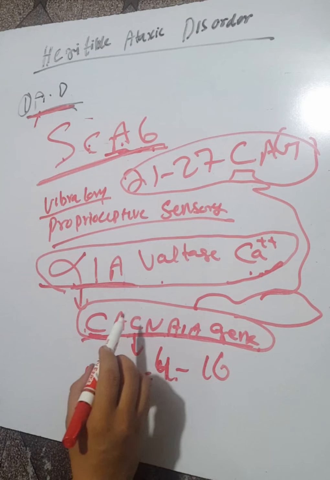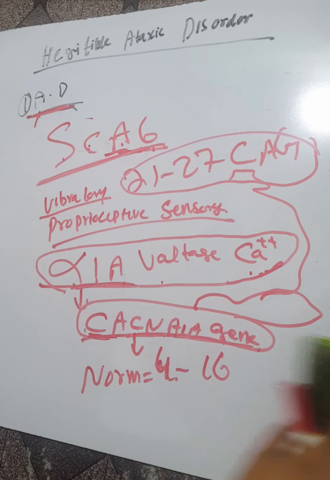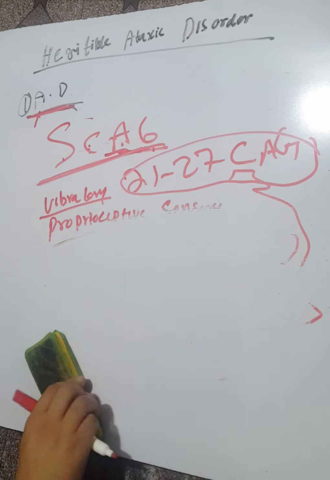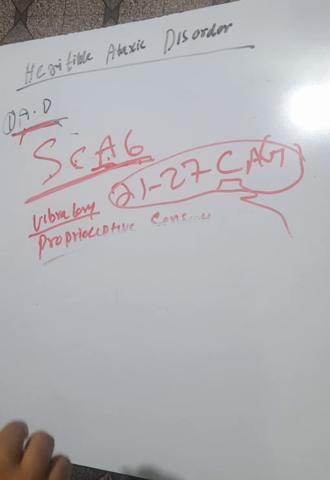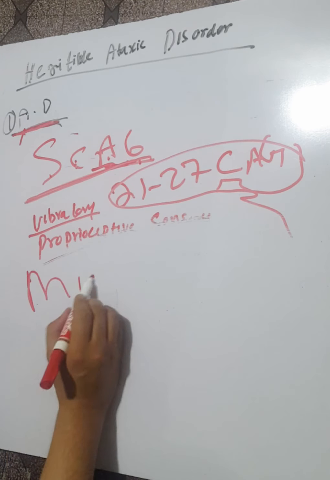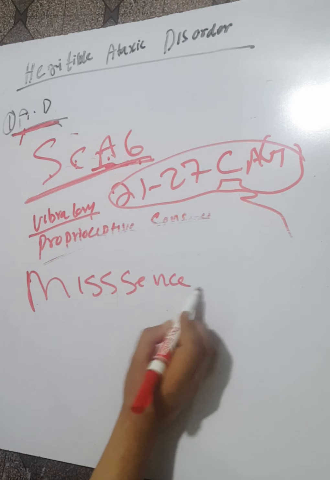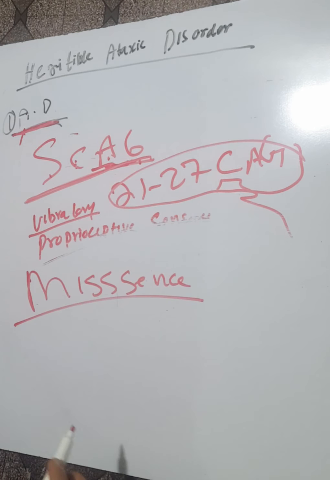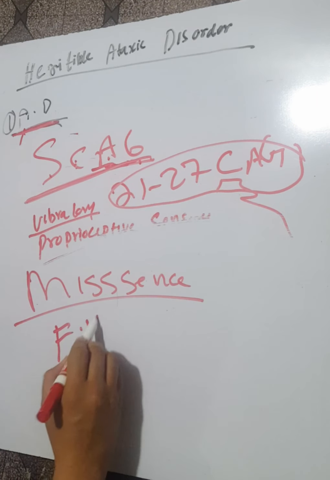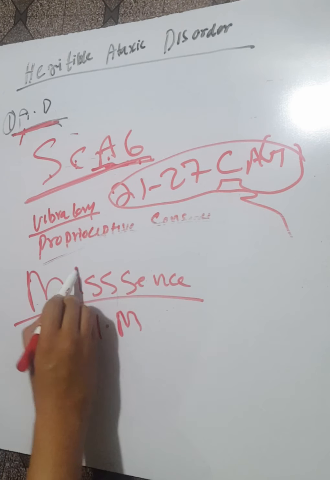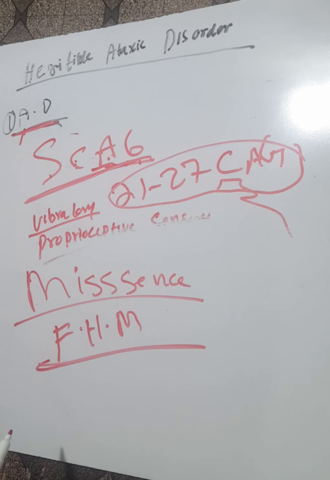A missense mutation may also occur in SCA6, but when the missense mutation occurs, it is associated with familial hemiplegic migraine.